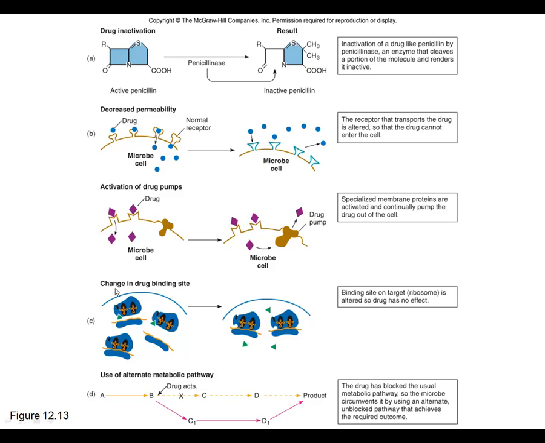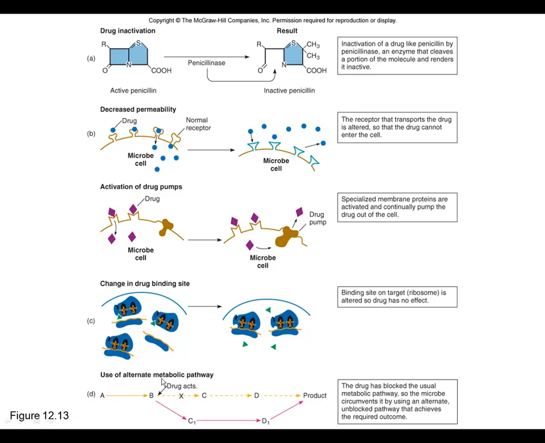You can also have changes to the drug binding site. This is particularly one of those resistance mechanisms used in protein synthesis inhibition. Basically, the binding site of the target is altered so the drug doesn't have any effect. If you look here, you'll see that we have our little triangle here, but if the ribosome, in this instance, which is the target, changes that binding site on the target, it now doesn't fit the drug, and the cell can continue on that whole protein synthesis mechanism.